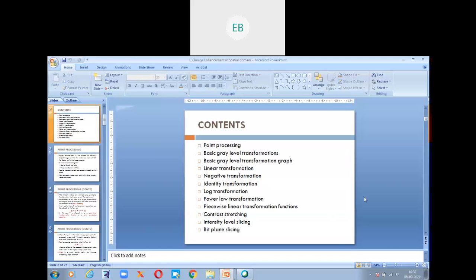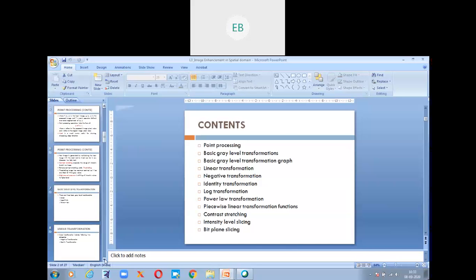What is negative transformation or negative of an image? Black to white, white to black. That is, darker pixels are replaced with lighter pixels and lighter pixels are replaced with the darker ones. Yes. Then what is the formula for negative transformation that we use? S equal to L minus 1 minus r. Okay, fine, correct. And what is L?